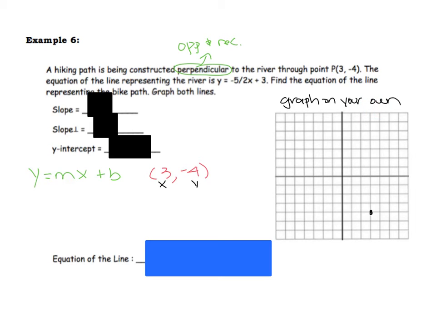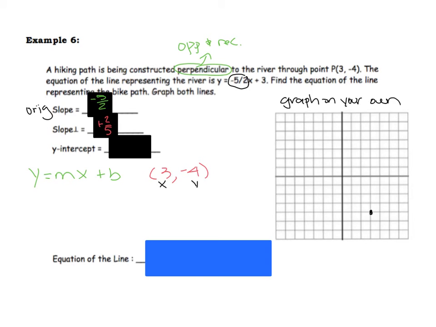So let's start off with the original slope, okay? That's very important for us to know what the original slope is that we're working with, and you'll find that in the equation of the line that represents the river, which is -5/2. Now, we have to find a slope that is going to be perpendicular to that, so we want to make it the opposite. So if it's a negative, then we'll be making it positive. And we want to take the reciprocal of that, so we're going to flip that fraction to 2/5. So our perpendicular slope is going to be 2/5.